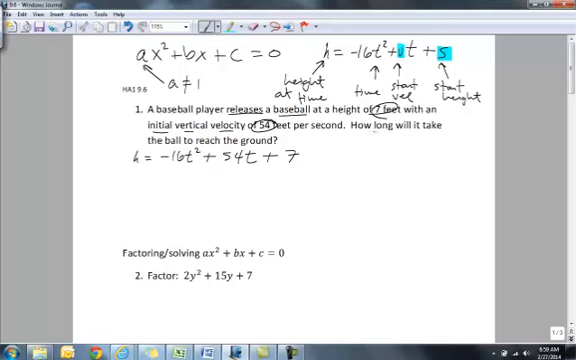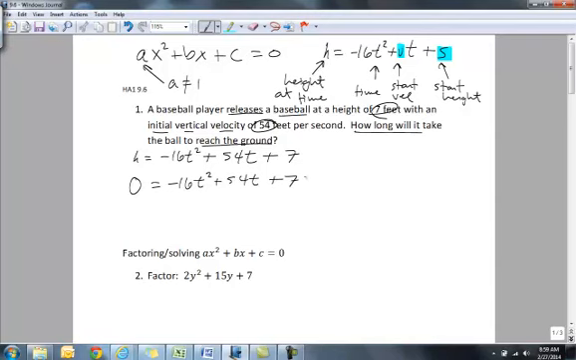All right, so the question is, how long will it take the ball to reach the ground? So to reach the ground, what would the height of the ball be? It'd be 0, right? It's back on the ground. So I'm going to plug a 0 in for h. I've got 0 equals negative 16t squared plus 54t plus 7.